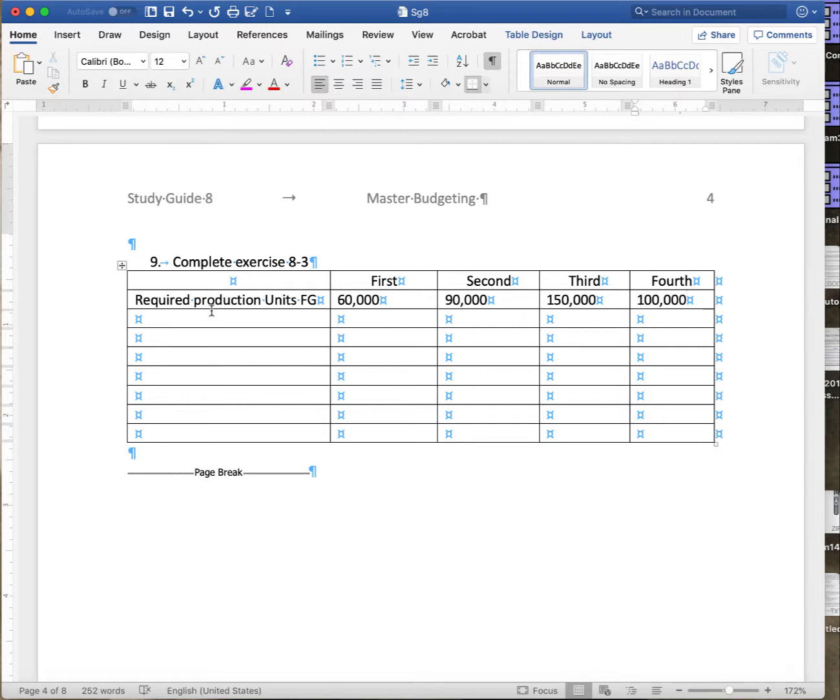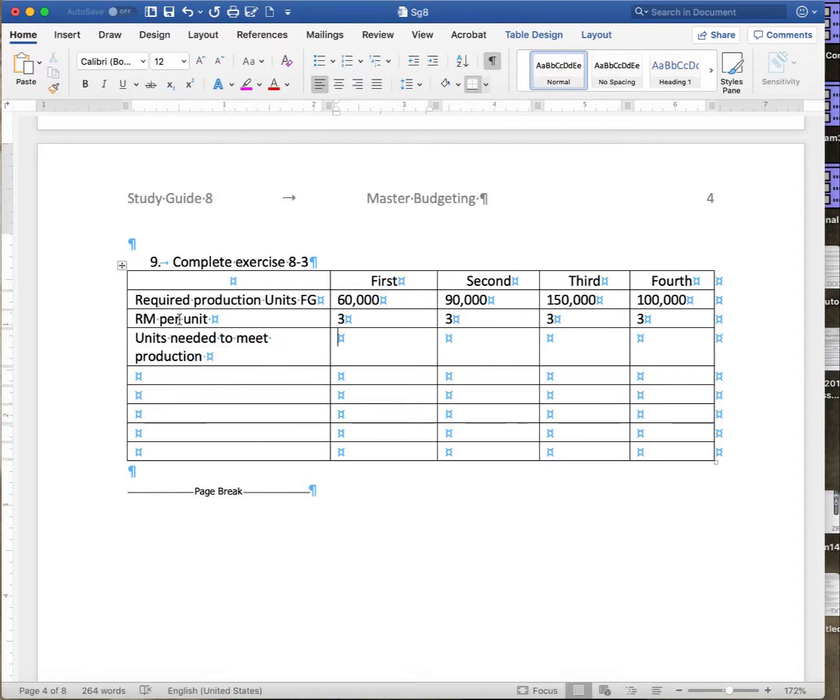Now, the first thing I need to do is figure out how much raw materials do I need per unit. So I'm going to say RM per unit. Well, the problem told me I need 3 grams of this musk oil. So I'm just going to plug that in. I multiply those two, and those give me the units needed to meet production.